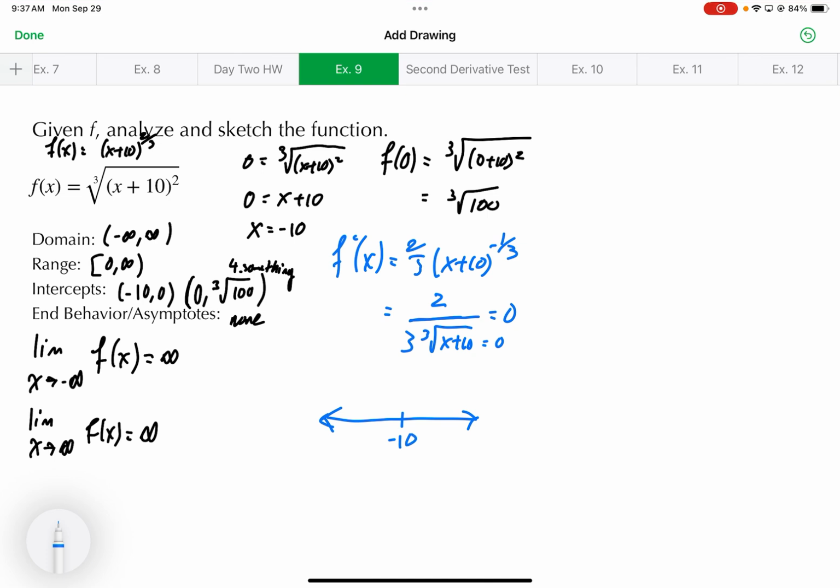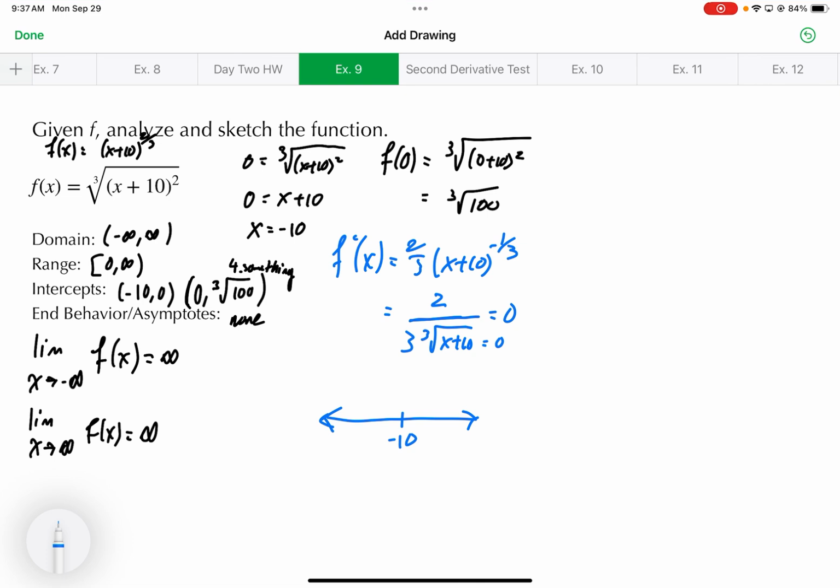All right, now, I want to point this out. Negative 10 makes my derivative not exist. It makes my derivative undefined, correct? What about my original function? It's fine, right? It ends up being an x-intercept. Sorry, math is hard. So it ends up being an x-intercept in my original function, so it's defined in the original. So what that means is we can get mins and maxes out of it.